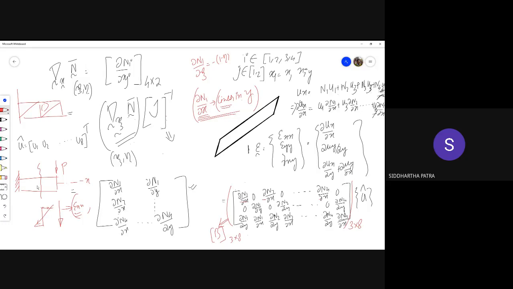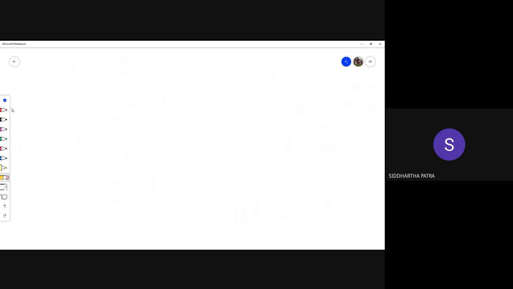Okay. Now the next part. Let me clear the screen. Evaluation of the element stiffness matrix. Just the same way, epsilon is B times v hat, the variation of strain. The element stiffness matrix is the integration of B transpose D bar B.